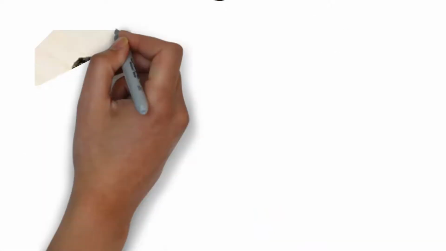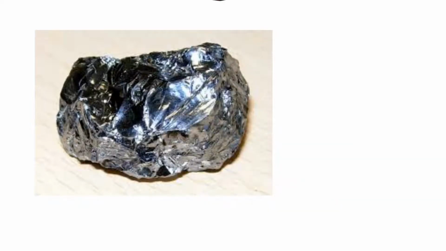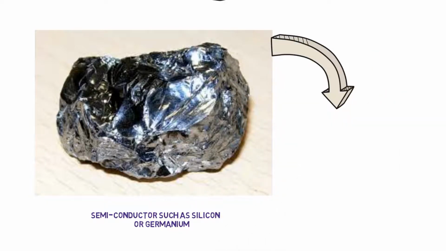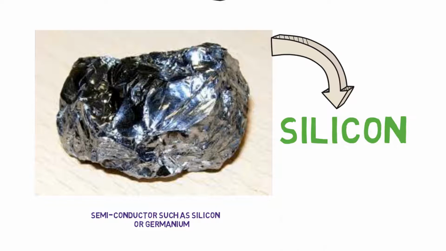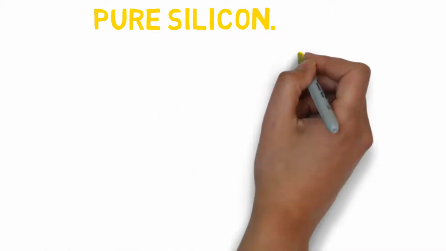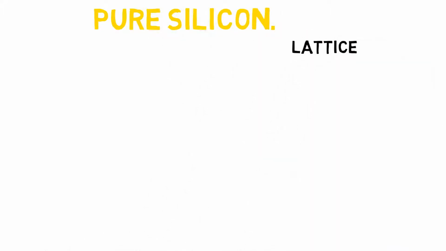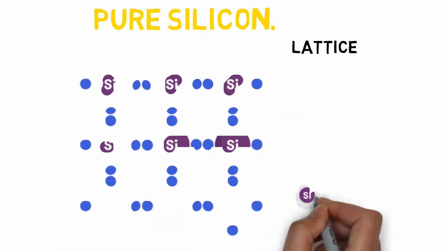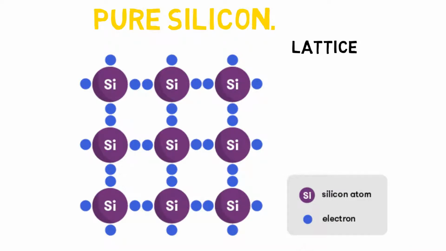Let's observe how the diodes are made. First, let's take a semiconductor such as silicon. This silicon is way purer. Here we can observe the lattice of pure silicon. The silicon atoms are bonded with each other by the covalent bonds. There are no free electrons or empty spaces.